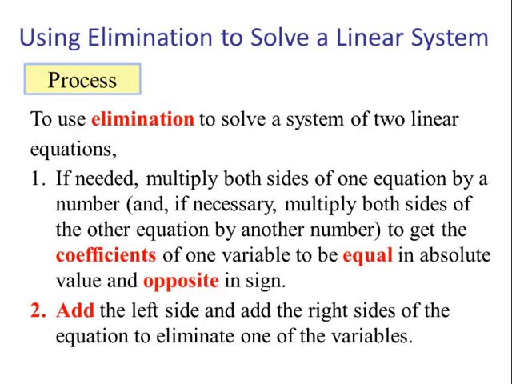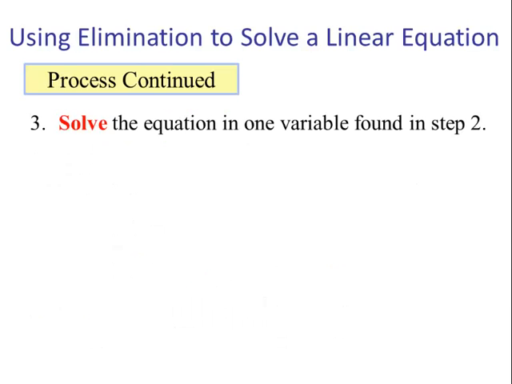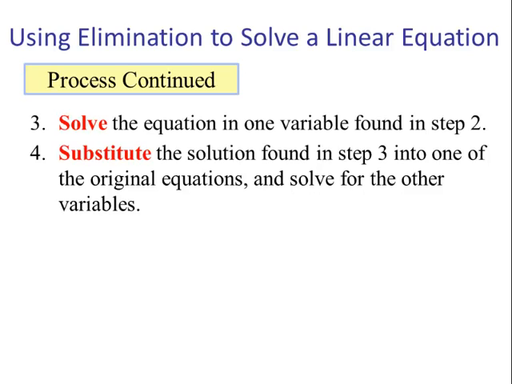Number 2, add the left sides and add the right sides of the equations to eliminate one of the variables. Number 3, solve the equation in one variable found in step 2. Number 4, substitute the solution found in step 3 into one of the original equations and solve for the other variable.